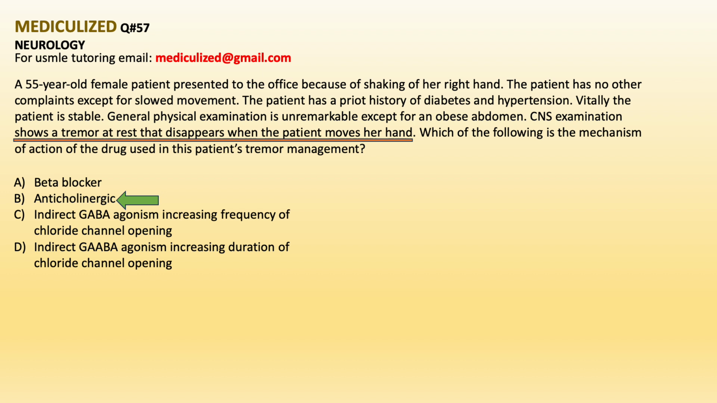A is a wrong answer. Usually beta blockers, like propranolol, are the drug of choice for essential tremor, but essential tremor is an action tremor. It's going to occur when you move the hand, and usually it's bilateral.